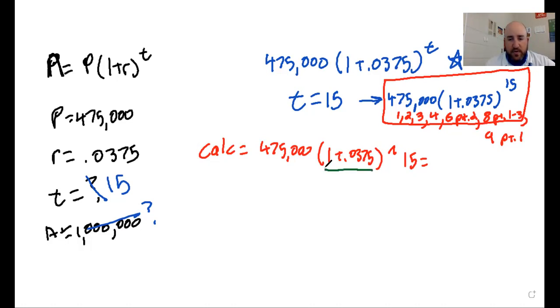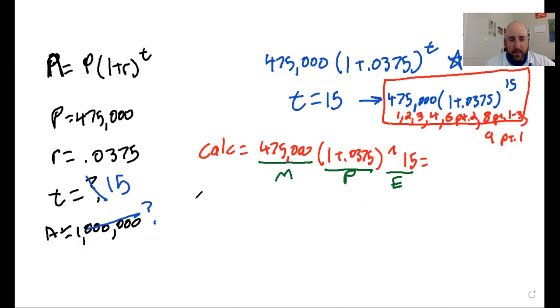Here's some math I have to do in parentheses. All right, so there's your P. And then whatever you get here, you're raising to the 15th power. That's your E, so you need to do that next. And then you're multiplying 475 by whatever you get here. So this is your M.